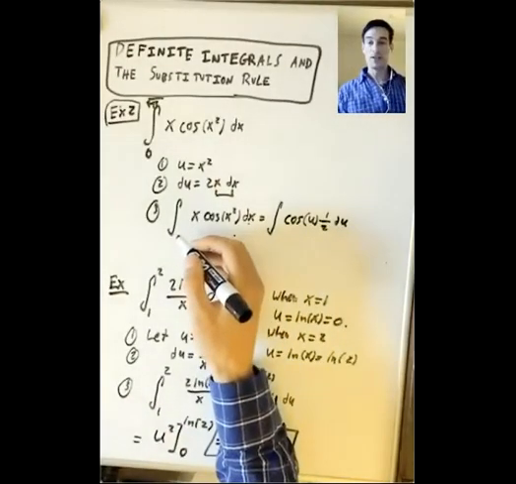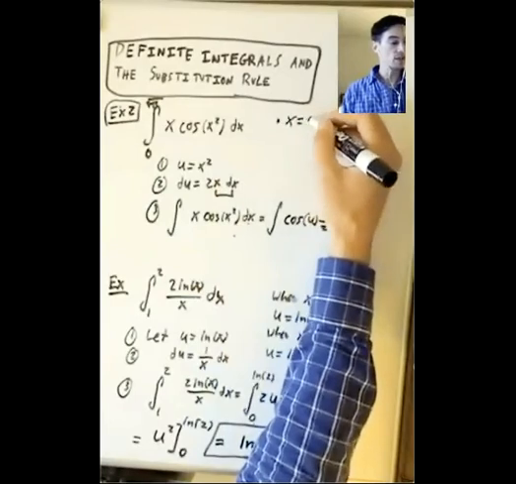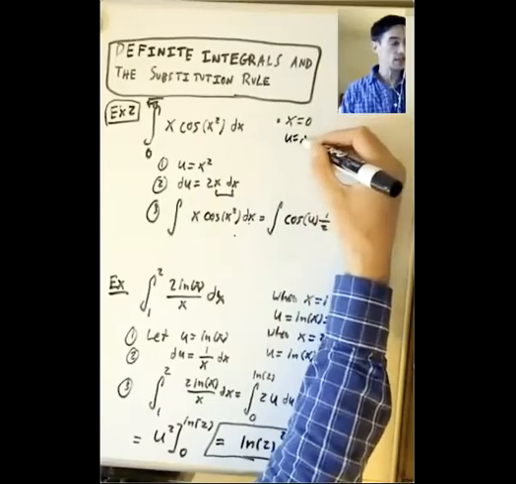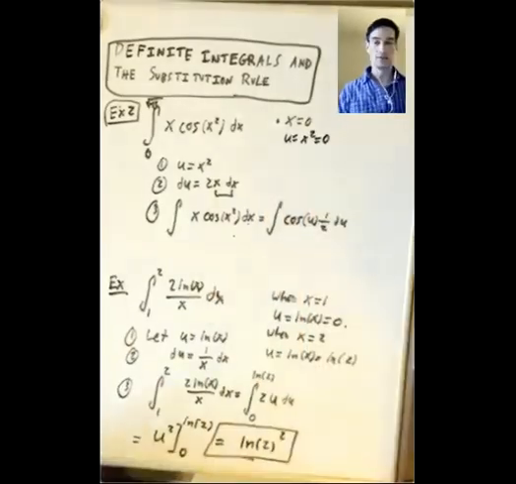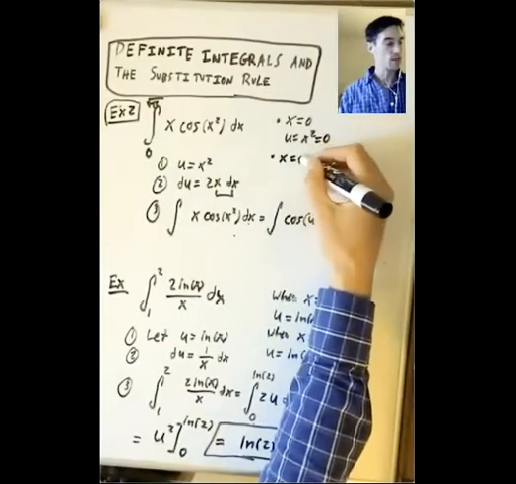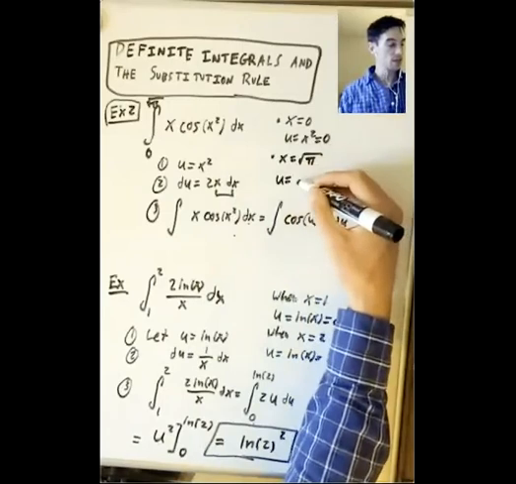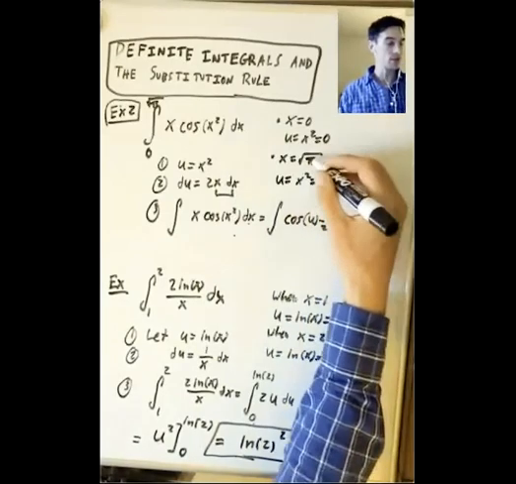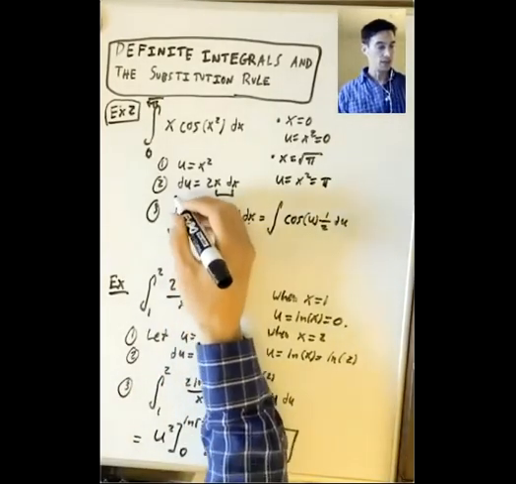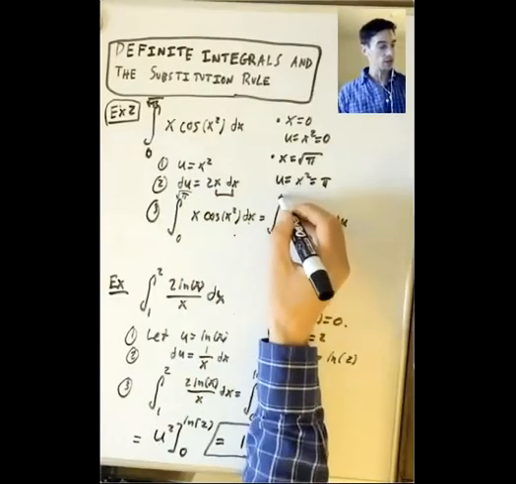And remember, the important thing here is adjusting the endpoints. When x equals 0, u equals x squared equals 0. And when x equals square root of pi, u equals x squared is equal to square root of pi squared, which is pi. So this original integral goes from 0 to root pi, and our new integral goes from 0 to pi.